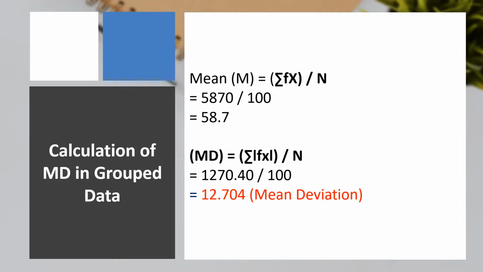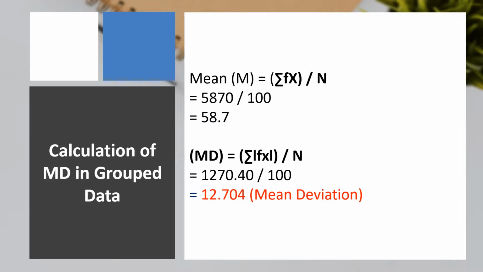After getting the summation of fx, that is 5870, and the total number of cases being 100, to get the mean you have to divide the summation of fx values, that is 5870, by 100. In the next page this has been done.